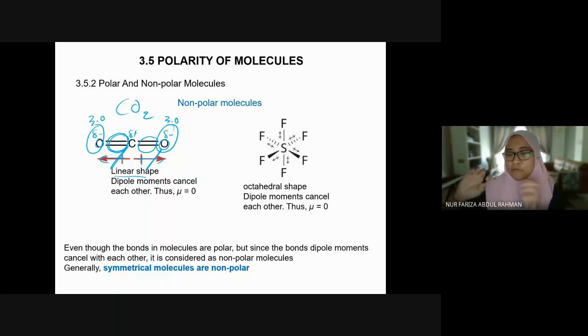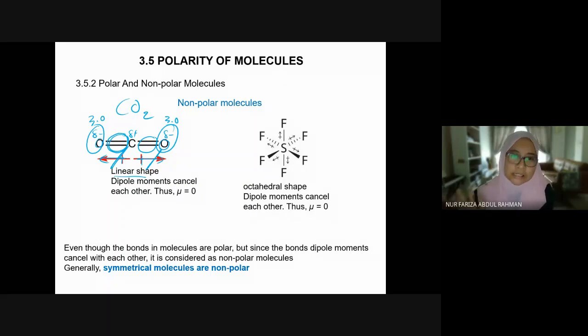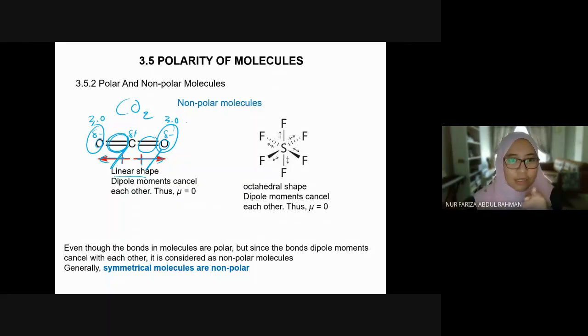Why? Even though they are in different directions, this one is more powerful, so I'll be moving to the right. So in that case, let's say this one is F. We know that F is more electronegative, so let's say this one is 4.0 and this one is 3.0. Even though they are in opposite directions, it cannot be cancelled out. So there will be a net dipole moment to the right.